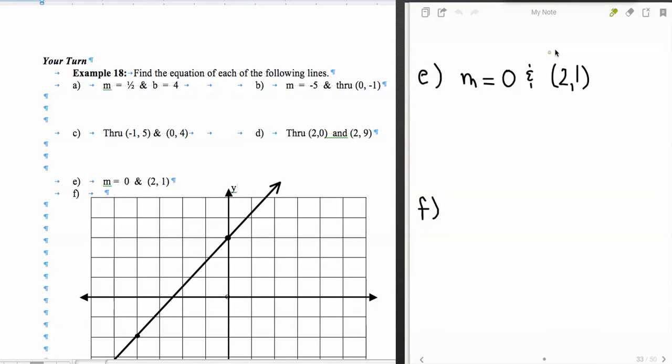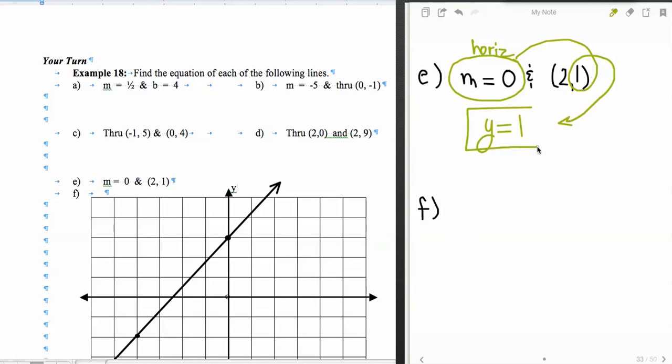Moving right along, our next part, E, we are told m equals 0. That means that I have a horizontal line. And remember, horizontal lines tell me that whatever the y is equal to, that's going to be my equation, y equals 1. That is the easiest way to find the equation for a horizontal line. You can use the slope-intercept form, but it would be a waste of your time, so I don't recommend it.